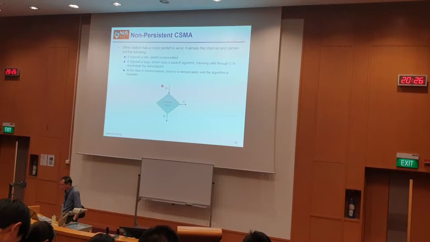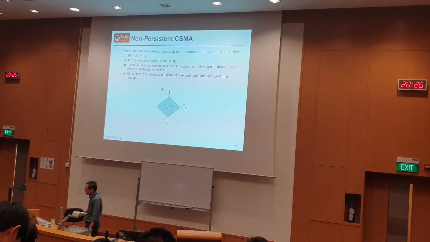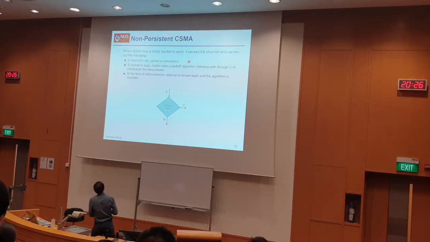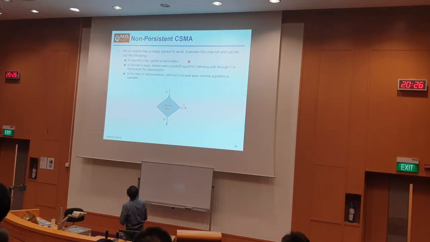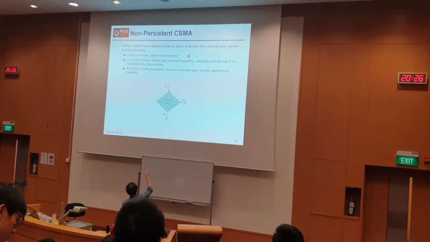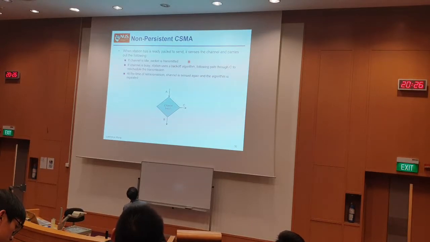The first one is called non-persistent. Okay? So it says, if the channel is idle, send a packet. If the channel is busy, station uses a backoff algorithm following the path C to reschedule the transmission. At the time of retransmission, channel is sensed again and the algorithm is repeated.